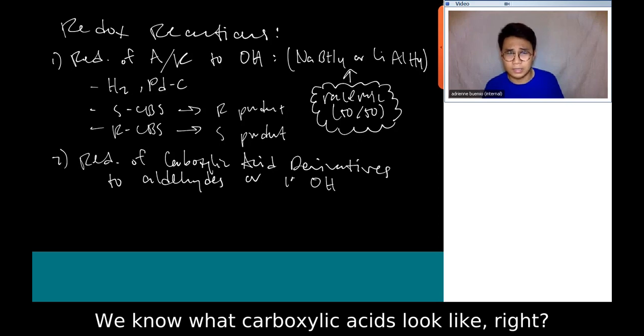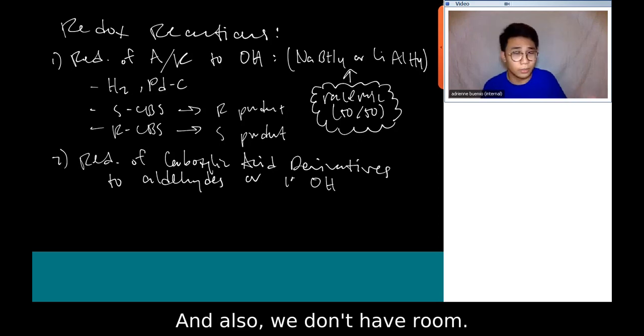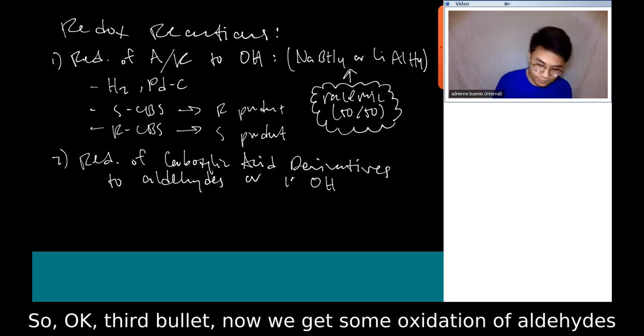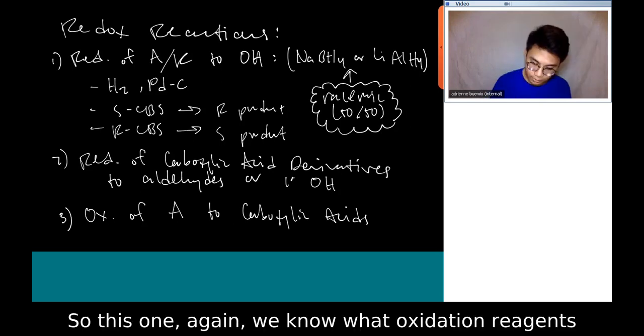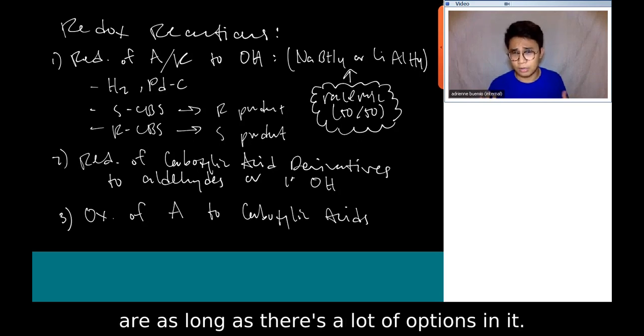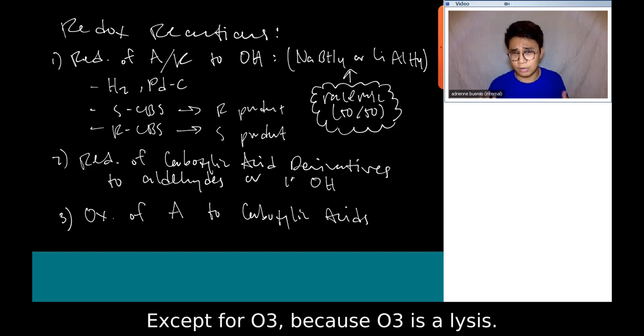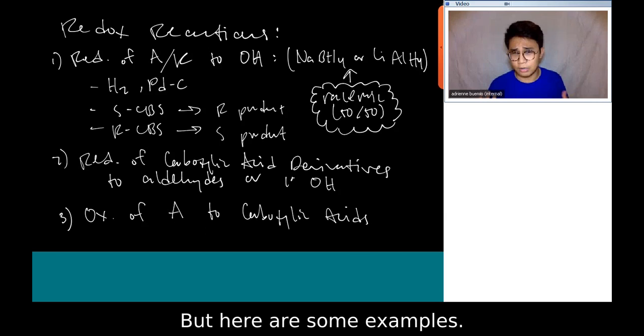We know what carboxylic acids look like, right? And also, we don't have room, and I have a third bullet. So, okay, third bullet. Now we get some oxidation of aldehydes to carboxylic acid. So this one, again, we know what oxidation reagents are, right? As long as there's a lot of oxygens in it, except for O3, because O3 is ozonolysis. But here are some examples.